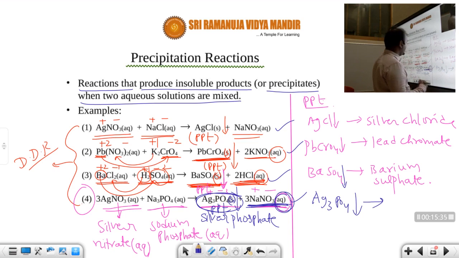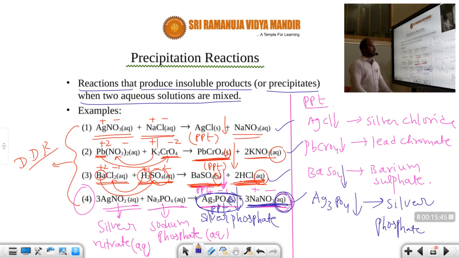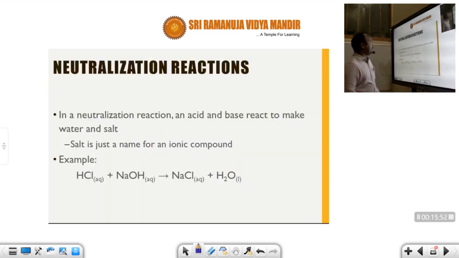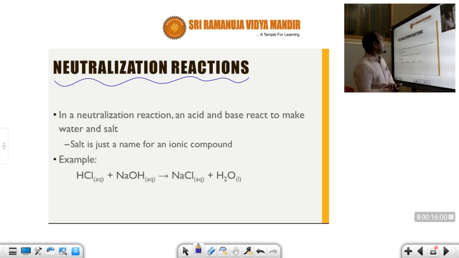In the fourth chemical equation, take a look here. What precipitate will be formed here? Silver phosphate. So all these are precipitates. Whenever precipitate is formed, the double decomposition reaction is also called precipitation reaction. And after that, neutralization reaction. This is also a double decomposition reaction or double displacement reaction.